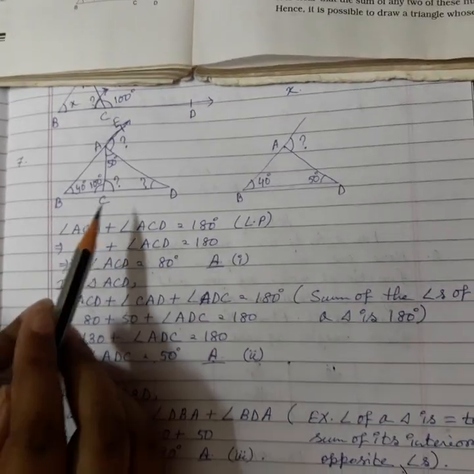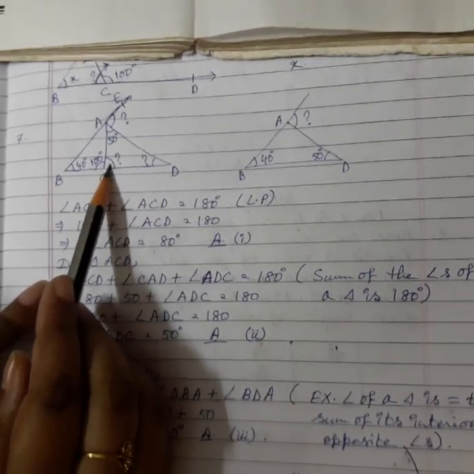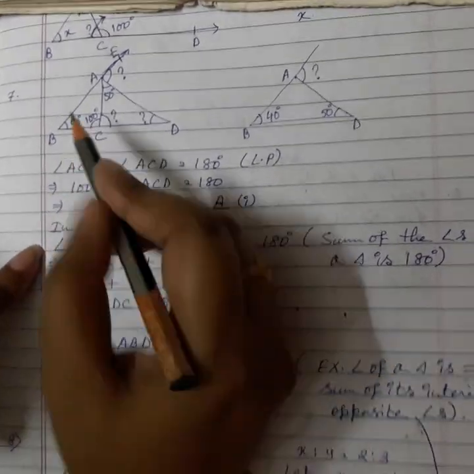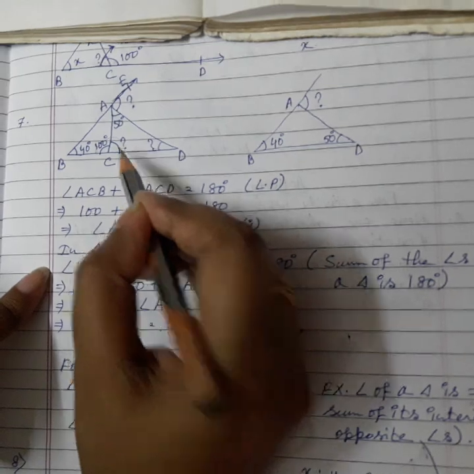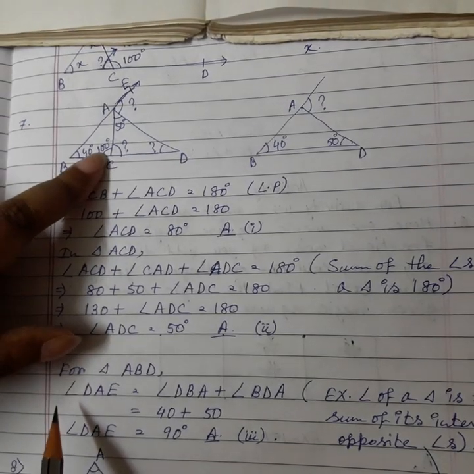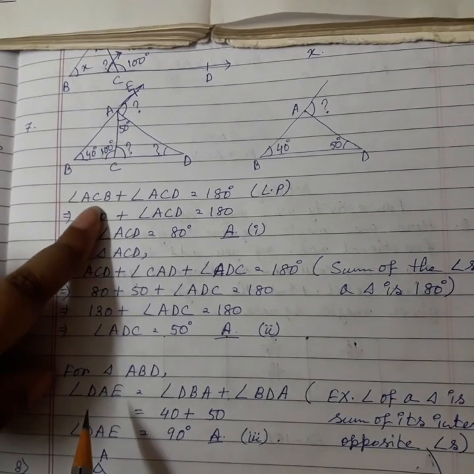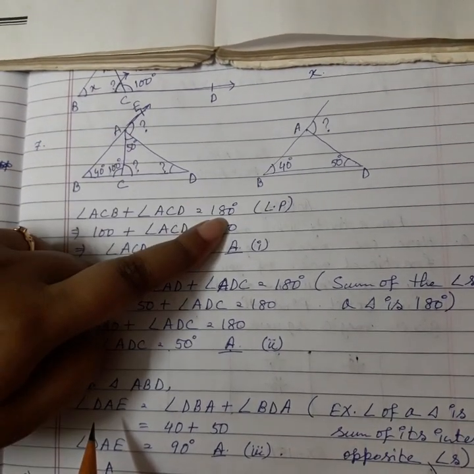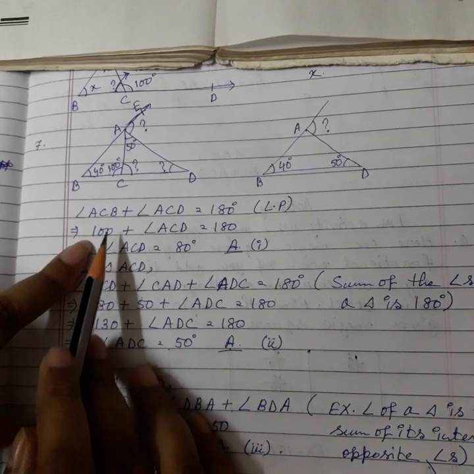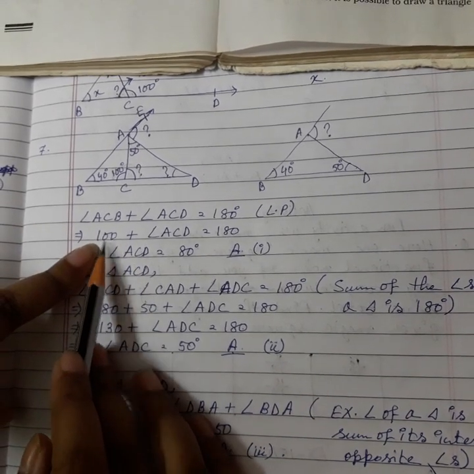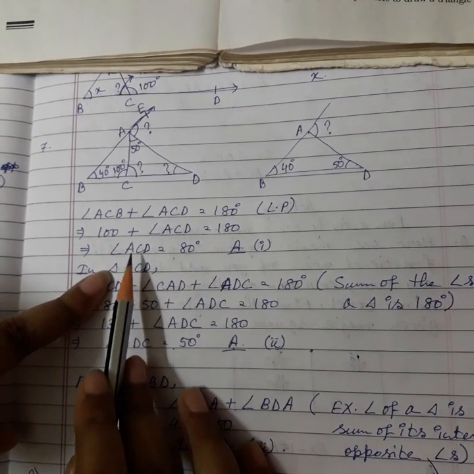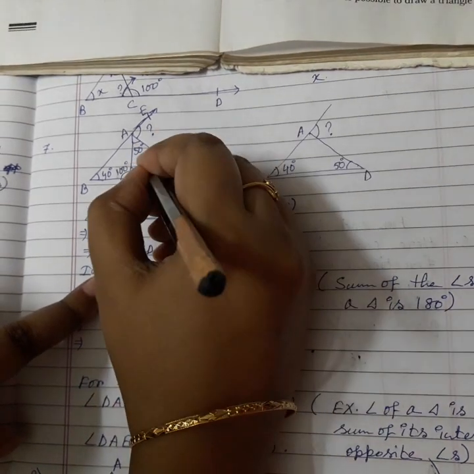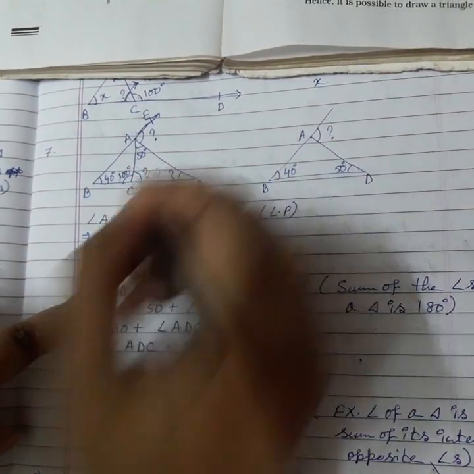See that. First we are finding angle ACD. How will we find this angle? The sum of these two angles forms a linear pair. So if it is 100 degrees, it will be 80 degrees. Just write angle ACB plus angle ACD equal to 180 degrees by linear pair. So ACB means 100 degrees, 100 plus ACD equal to 180 degrees. So ACD equals 80 degrees. So we have got that angle as 80 degrees.